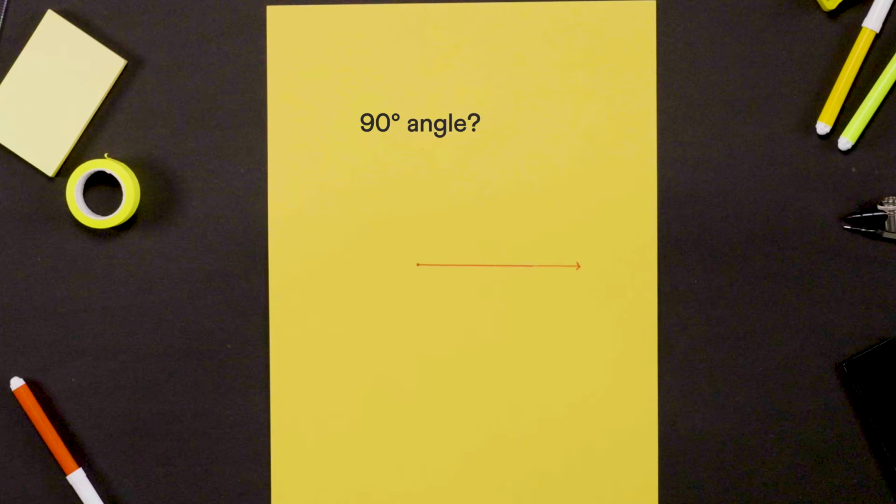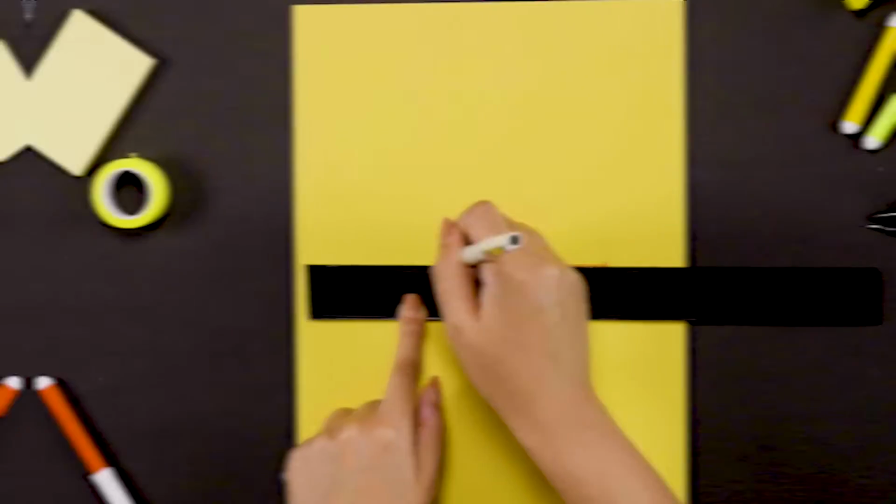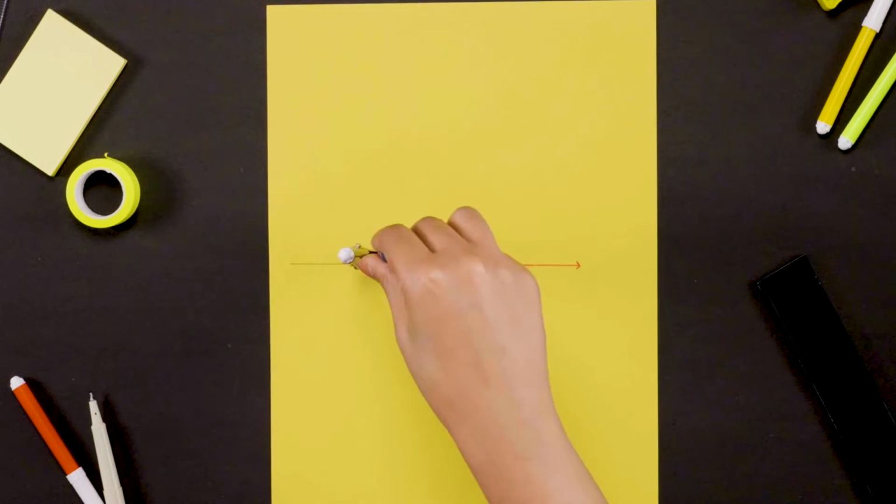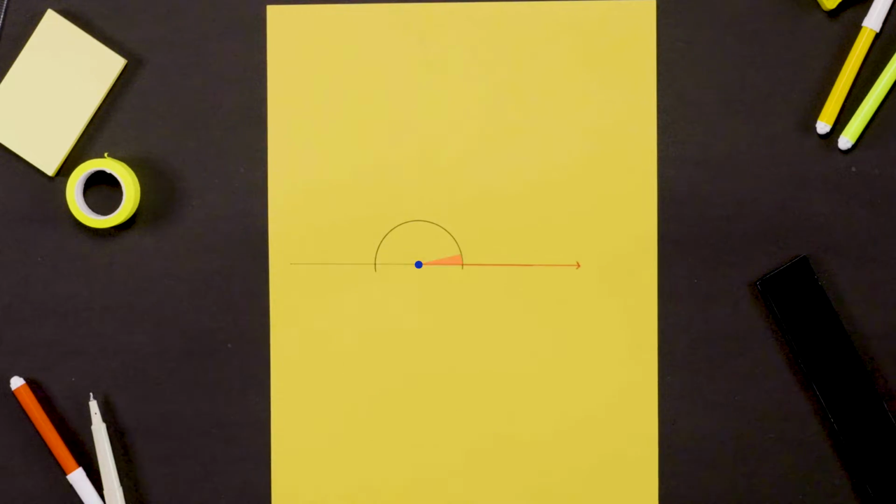Now how can we construct a 90-degree angle? For that, we will bisect the 180-degree angle. Here's how. Let's extend this line. Taking this point as the center, draw a semicircle. That's a straight angle. Let's bisect it.